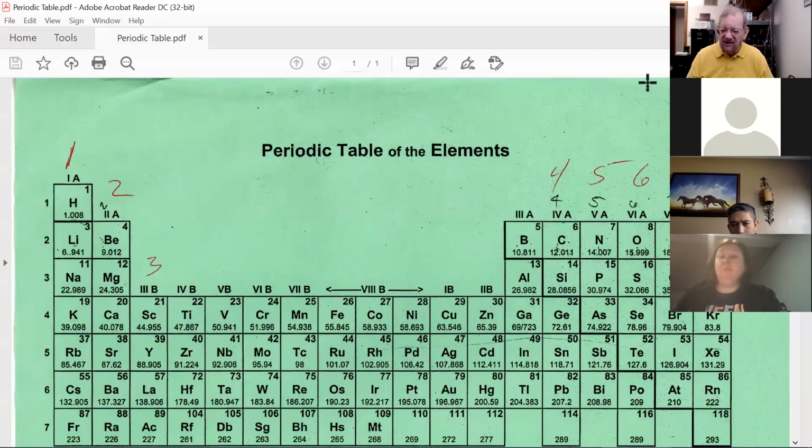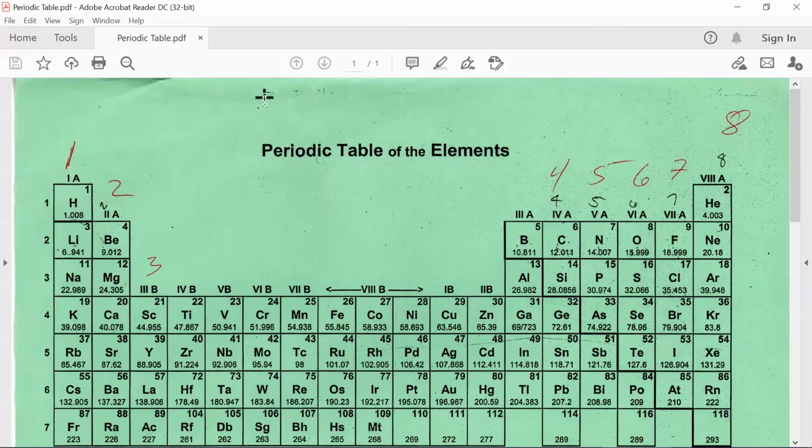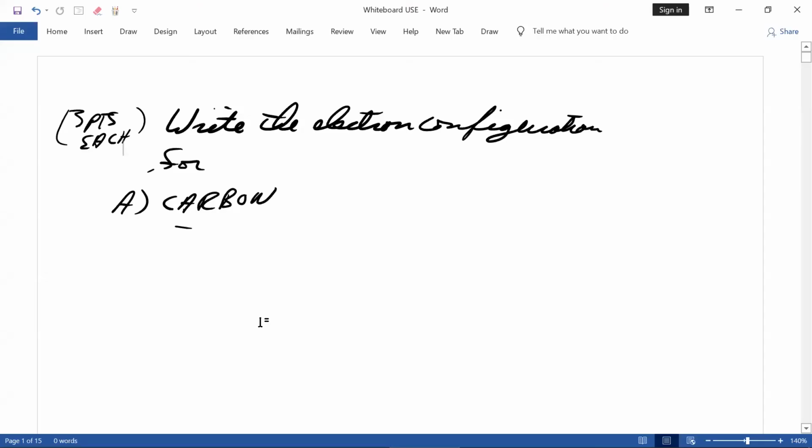Everybody see the periodic table? Thank you. And you look for the atomic number. And that's the number on this one, which you'll be given for test number 2, just like I gave you this for test number 1 to download, is 6. That means carbon has 6 electrons.